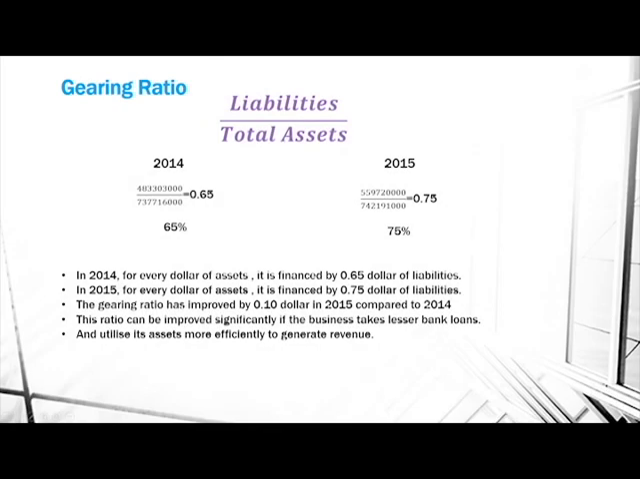Let's start off with the gearing ratio. In 2014, for every dollar of assets, it is financed by $0.65 of liabilities. In 2015, for every dollar of assets, it is financed by $0.75 of liabilities. The change in gearing ratio of $0.10 may be due to the business relying more on borrowed funds such as bank loans. The ratio can be improved by utilizing the assets more efficiently to earn revenue.